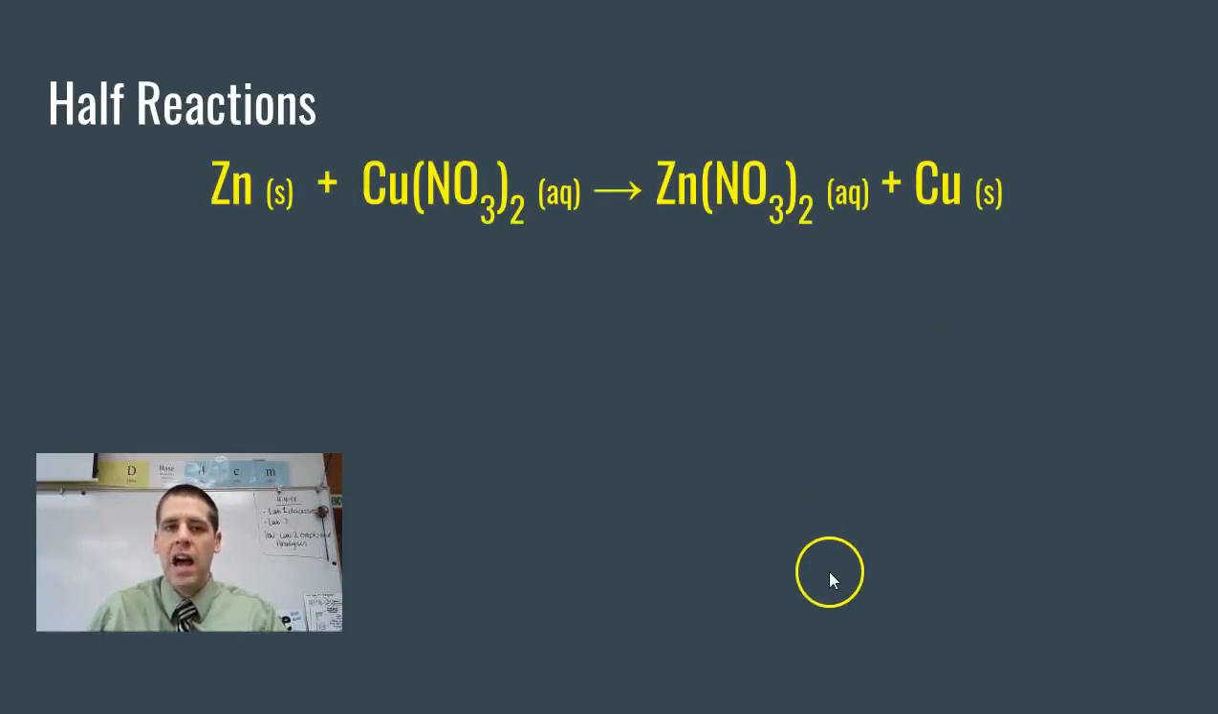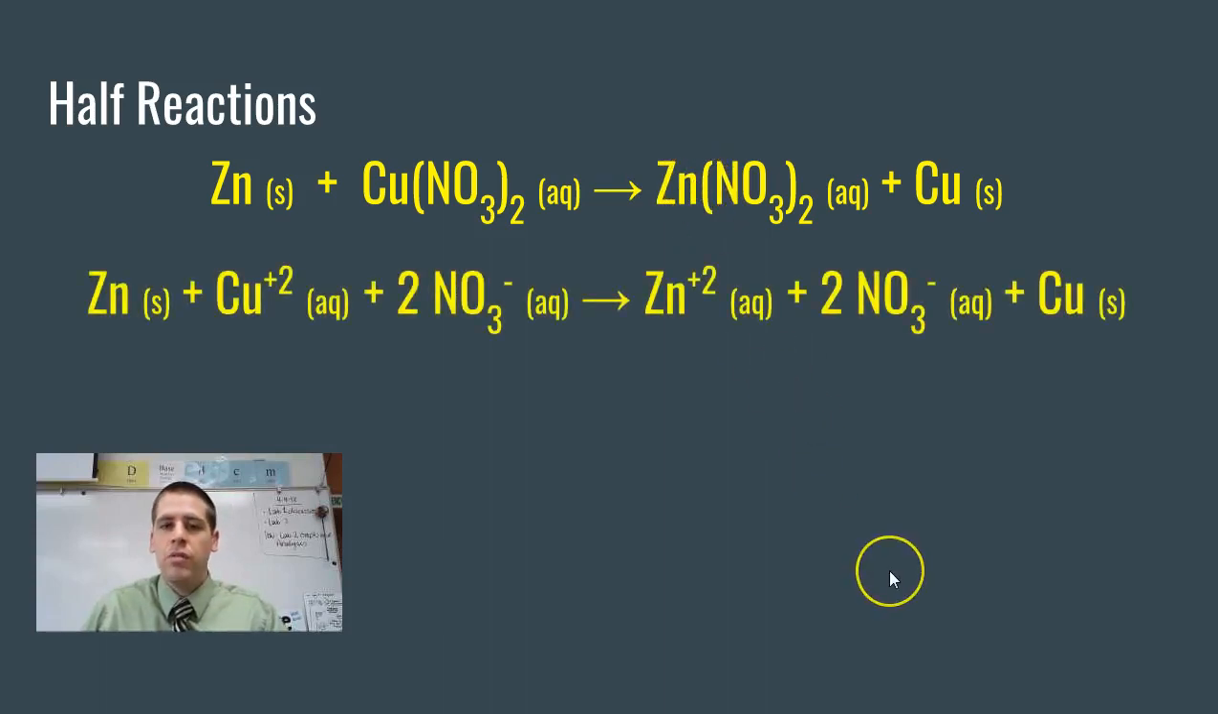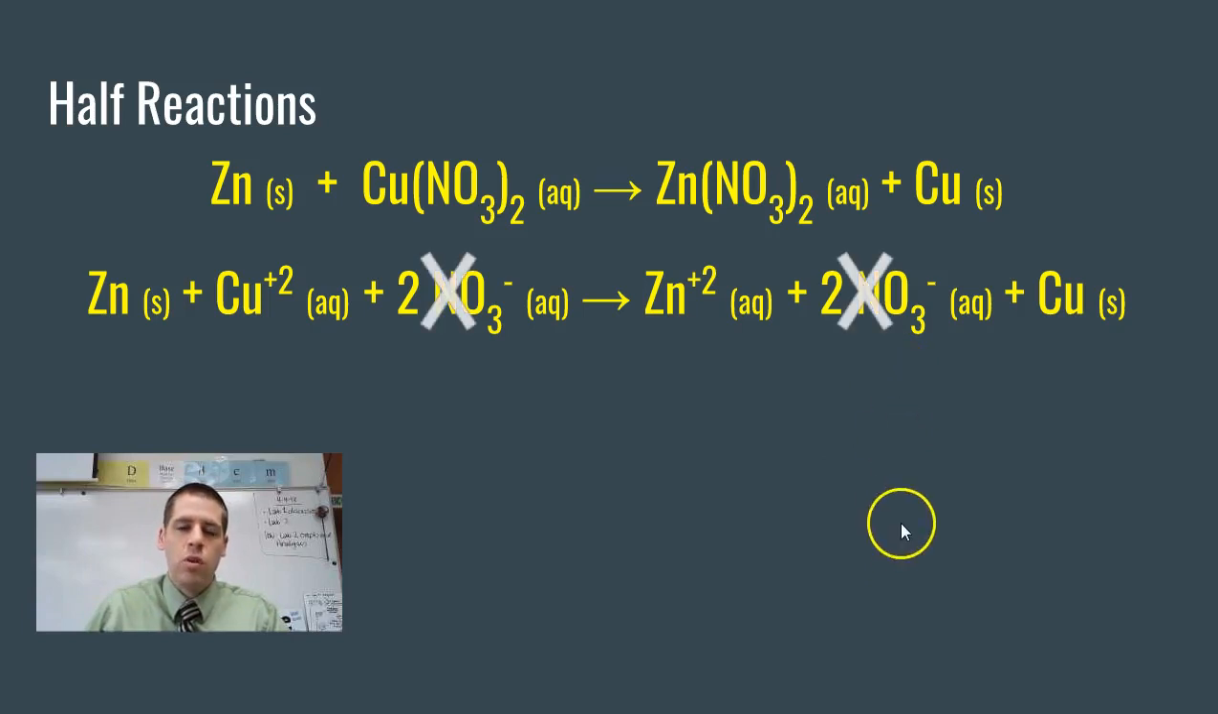And this is where we come to half reactions. So here's a typical single replacement reaction. Actually, every single replacement reaction is an oxidation reduction reaction, because you're always going from a solid metal to a metal in an ionic form, in some sort of compound. So I'm going to rewrite this as a net ionic equation. We have 2 nitrates on both sides, so we're going to ignore those.